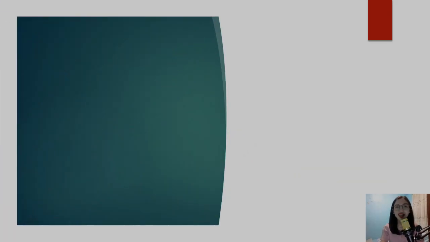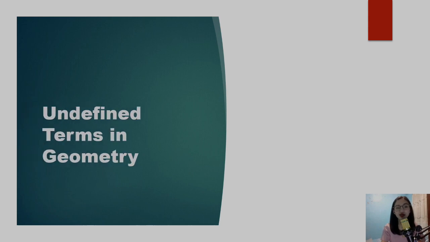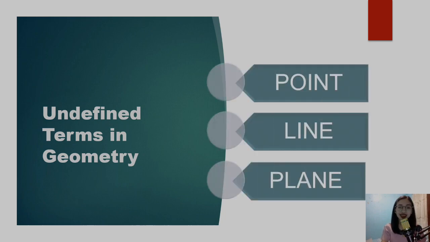So, for our first lesson, or lesson 1, we have the undefined terms in geometry, or the basic concepts in geometry. And what are they? We have 3 basic concepts in geometry that we need to know. And these are the point, the line, and the plane.